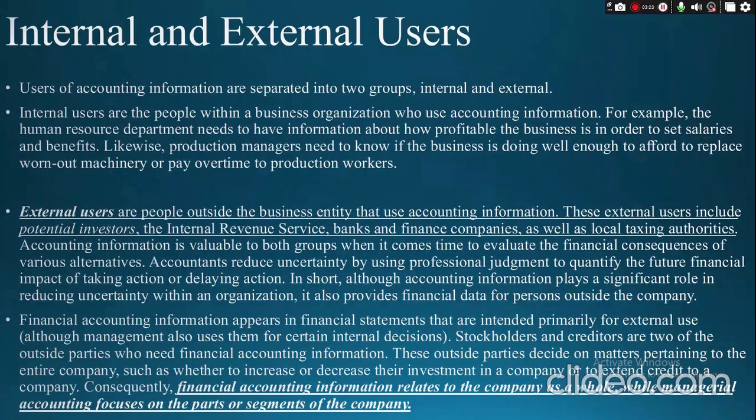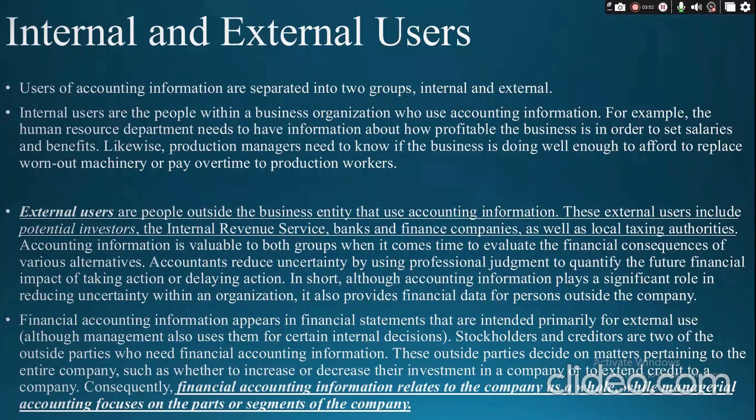Users of accounting information are separated into two groups, internal and external. Internal users are the people within a business organization who use accounting information. For example, the human resource department needs to have information about how profitable the business is in order to set salaries and benefits. Likewise, production managers need to know if the business is doing well enough to afford to replace worn out machinery or pay overtime to production workers.